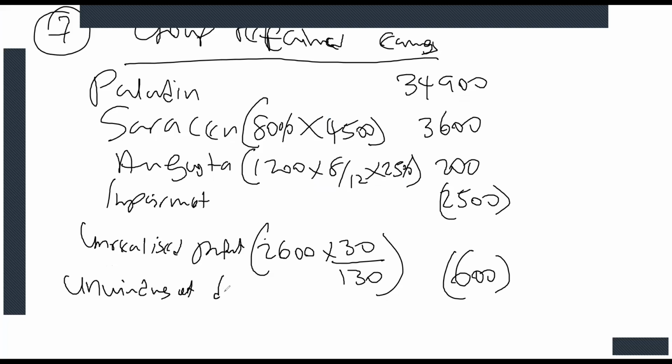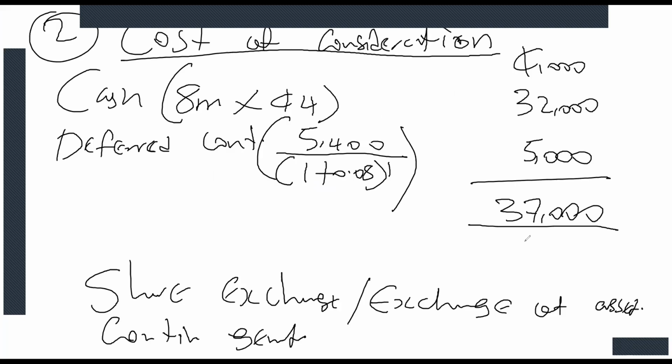Unwinding of discounts. If you think you will not remember unwinding of a discount, just call it increase in provision for deferred consideration. Open your brackets. Just pick the cost of capital, which is 8%, multiplied by the consideration at the date of acquisition. So go back and find the present value. Just multiply by this. That's all. So the cost of capital on this one is equal to 8% times 5,000.